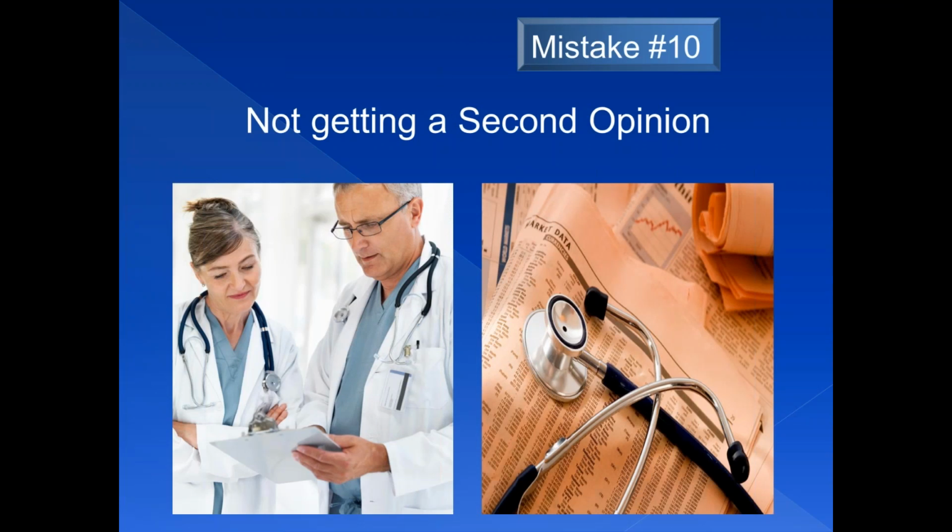In the book, this is the chapter, mistake number 10, not getting a second opinion. This chapter is designed to drive the consumer back to you to find out what they should do with their IRAs, 401ks, 403bs, etc. And in this chapter, I make a comparison between the medical community and the financial community.